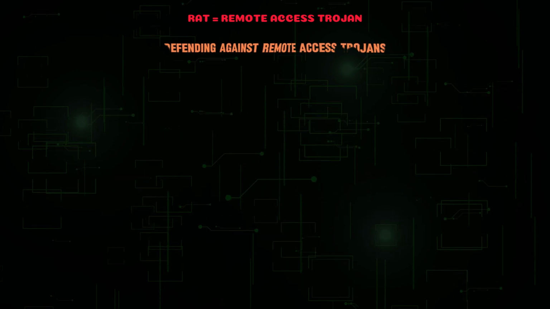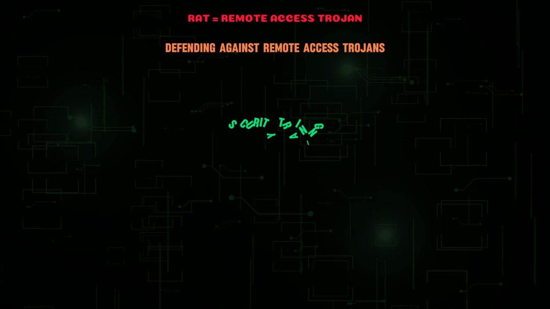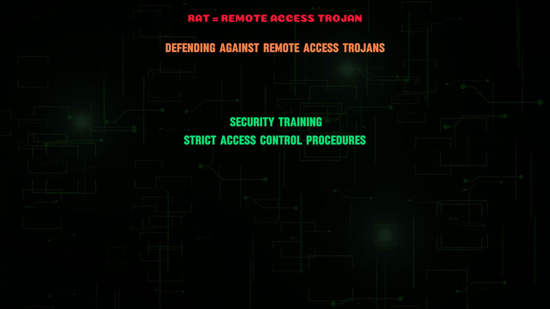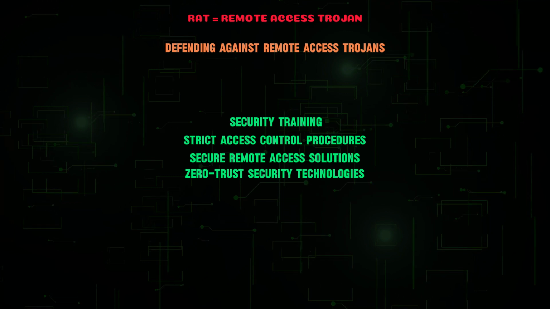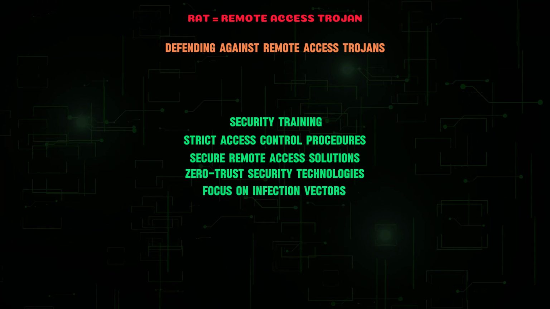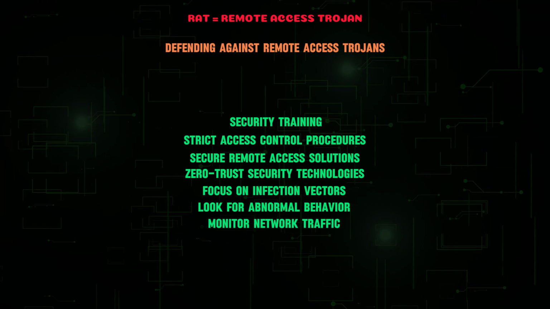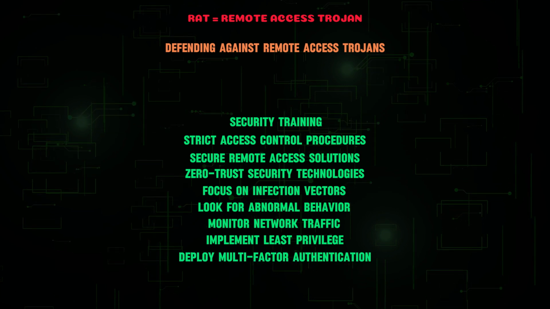Defending against remote access Trojans. Here are a few ways you can defend your organization against the risk of remote access Trojan malware. Security training. Strict access control procedures. Secure remote access solutions. Zero Trust security technologies. Focus on infection vectors. Look for abnormal behavior. Monitor network traffic. Implement least privilege. Deploy multi-factor authentication.